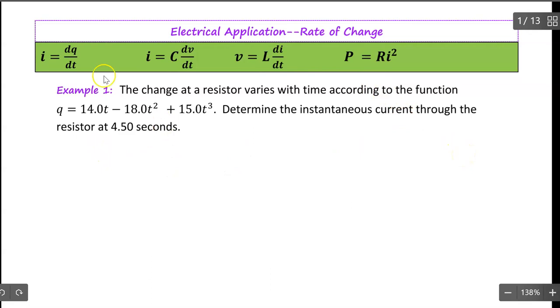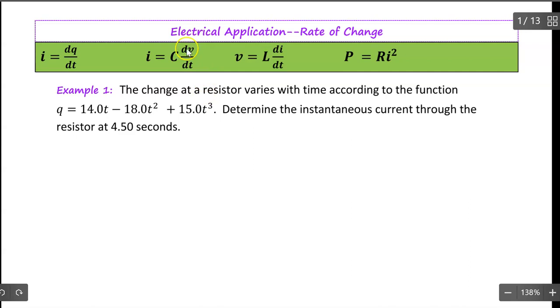Okay, so let me concentrate on example 1 for now, and then later on, I will remind everyone of all of these formulas, and when we need to use them. First of all, this question asks me to determine the instantaneous current through a resistor at 4.50 seconds, given Q equal to this. So this is the charge, and it's given as a function with respect to time.